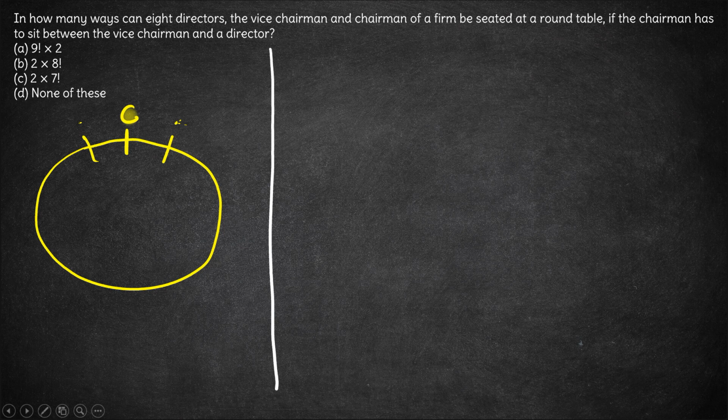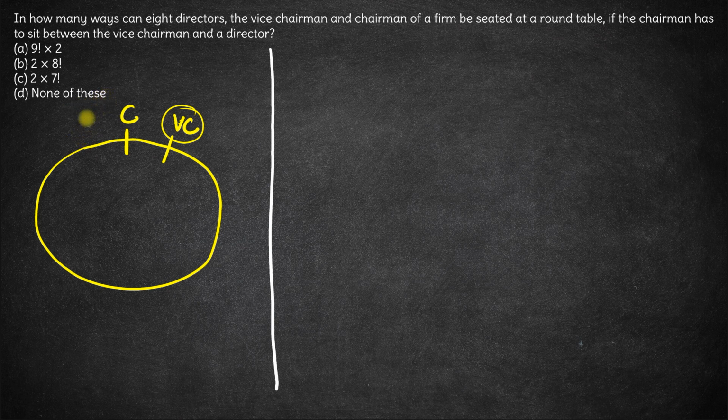If there are two people next to the chairman, one of them has to be a vice chairman and the other has to be a director. If one of them is a vice chairman, the other will automatically be a director. There is no other possibility, right? If one person next to the chairman is vice chairman, the other has to be a director only.